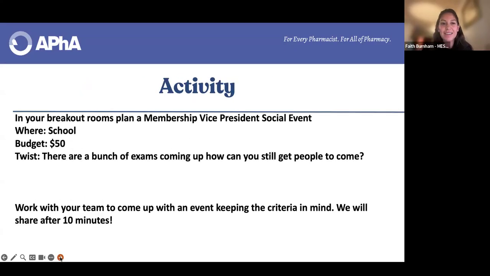Okay, now we're going to get into the activity. Our activity is in the breakout room. We're going to plan a membership vice president social event. The location is at your school. Your budget is $50. And there's a twist: there's a bunch of exams coming up. So how can y'all work together to still get people to come? The time is 6:20 my time. At 6:30 y'all's time or equivalent, we will meet back and have one person from each team share, so appoint a spokesperson. We'll be floating around to answer any questions you may have. Okay, break.